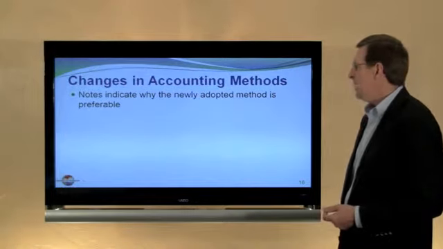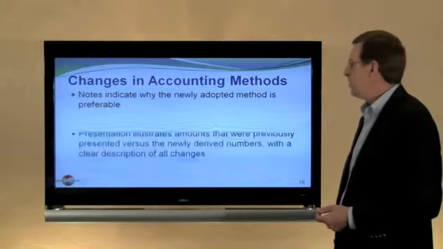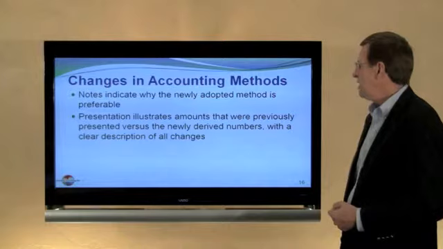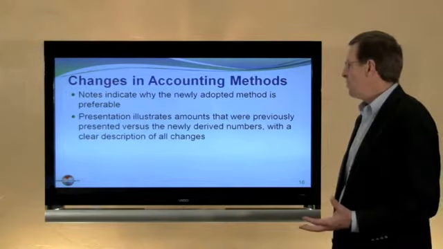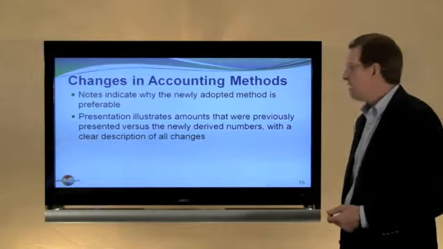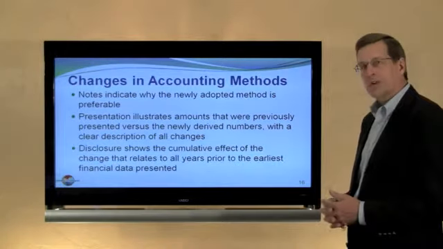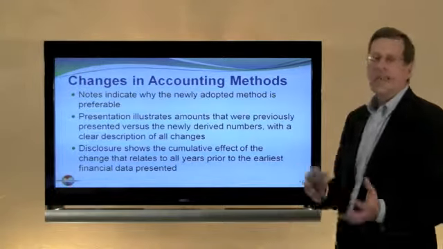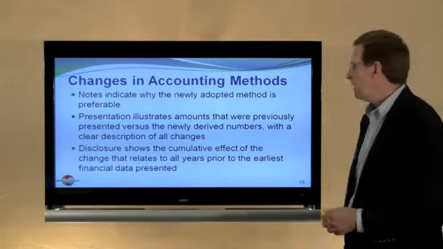When we make a change in accounting method, we need to have full disclosure. Notes need to indicate why the newly adopted method is preferable. The presentation that we make for the change should illustrate the amounts that were previously presented versus the newly derived amounts, with a clear description of the effects of all changes. And further disclosure should show the cumulative effect of what the change would have done in all financial statement periods prior to the earliest period presented.